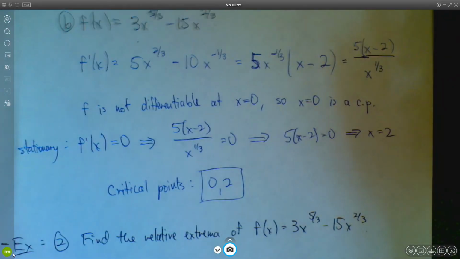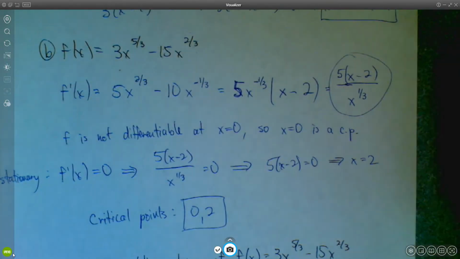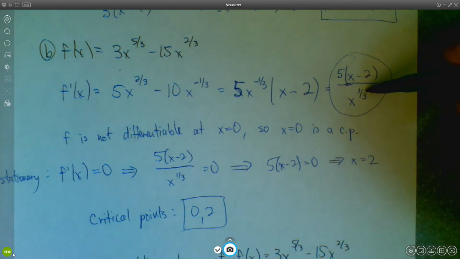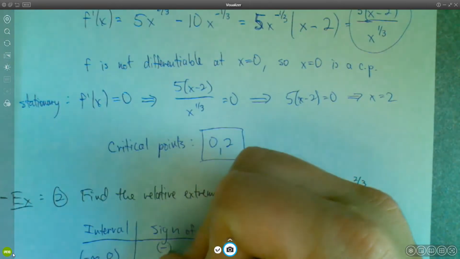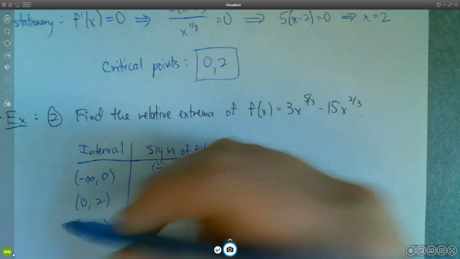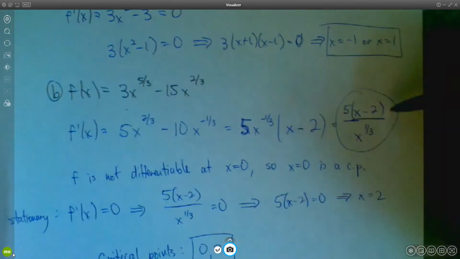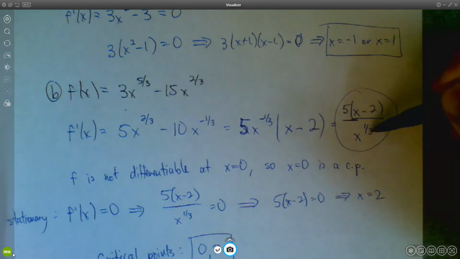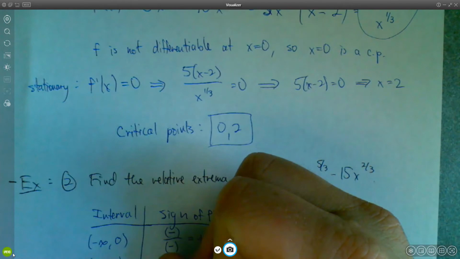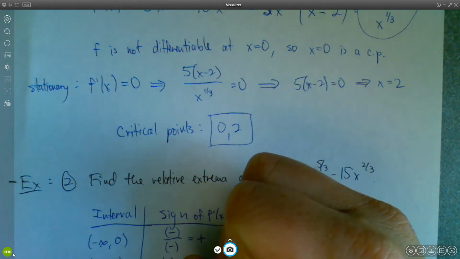Plugging something in here like -1. Where was my derivative actually? Right here. This is a good place to plug it in. So if I plug in -1 here, I'm going to get -1 minus 2, which is negative. -1 to the 1/3, that's the cube root of -1, that's also negative. So I get a negative divided by a negative, that'll make a positive. What if I plug in something between 0 and 2, like 1? Well, I plug in 1 minus 2, which is negative, so I get a negative in the numerator. 1 to the 1/3, that's the cube root of 1, that's positive. So I get a negative divided by a positive, and that's a negative.